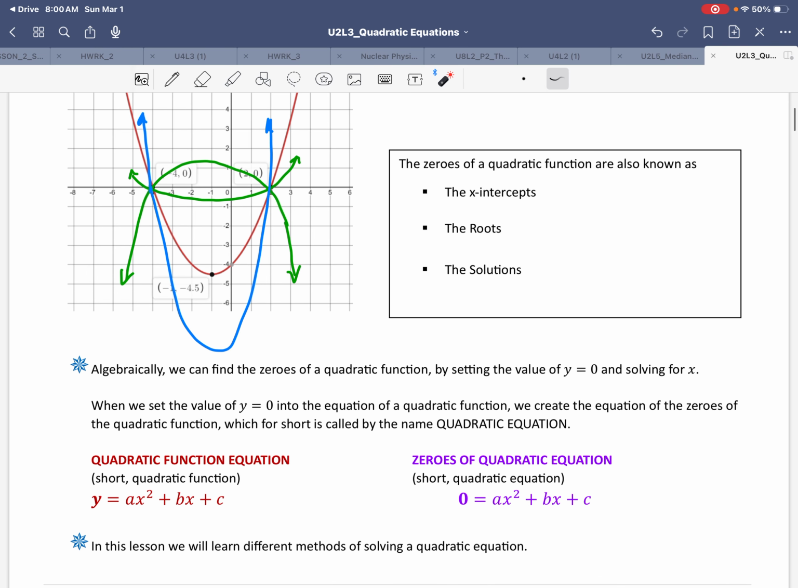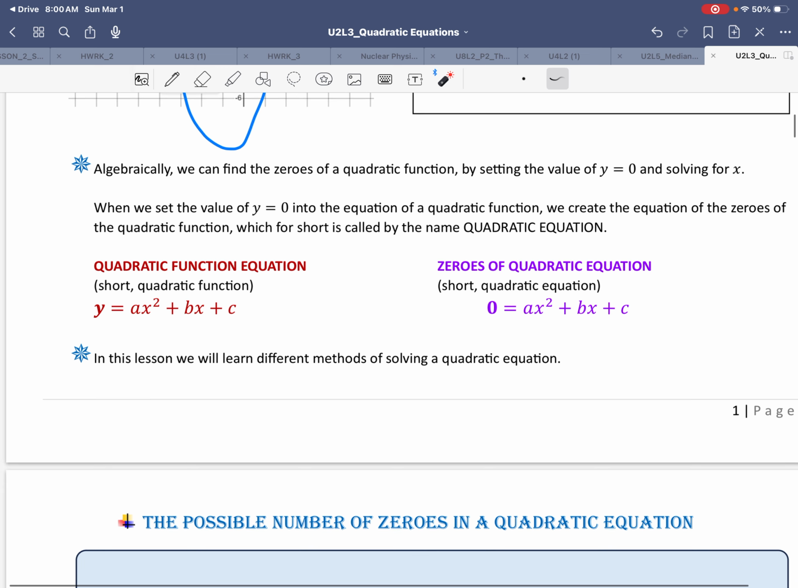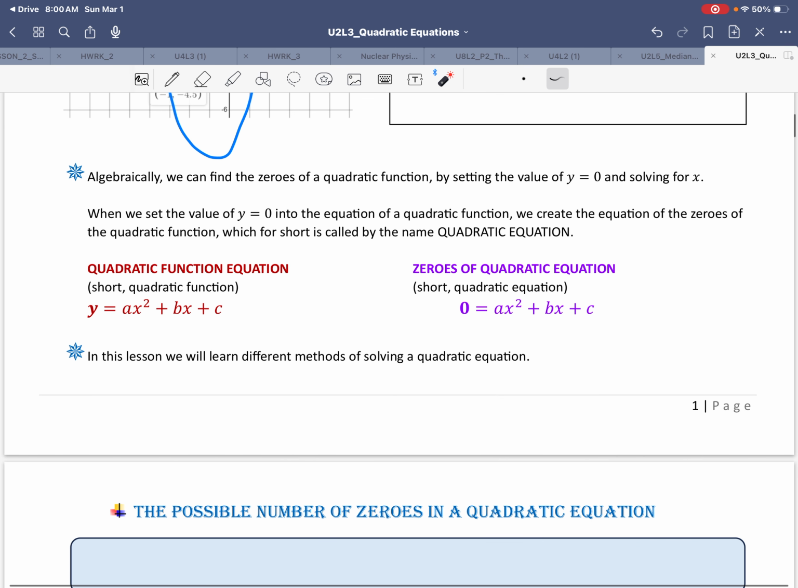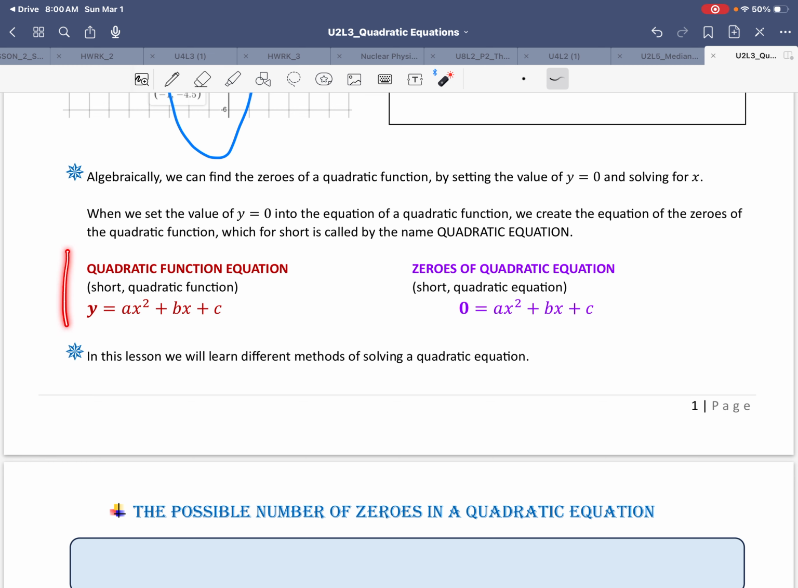So algebraically speaking, we can find the zeros of the quadratic function by making y equal to 0, and then we solve for x. Now, I want you to take a look at this very important definition that we're going to look into now.